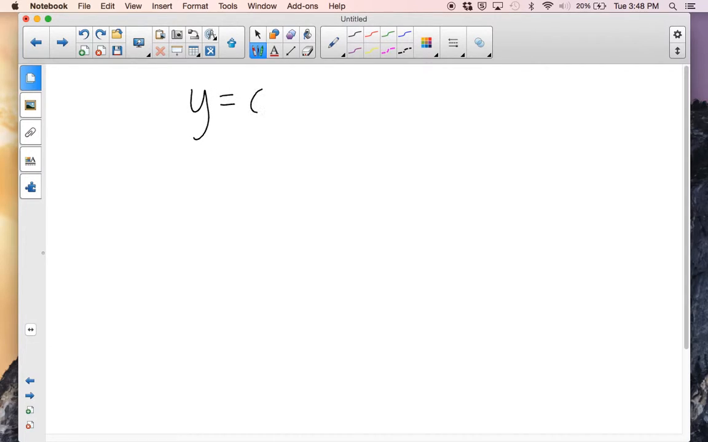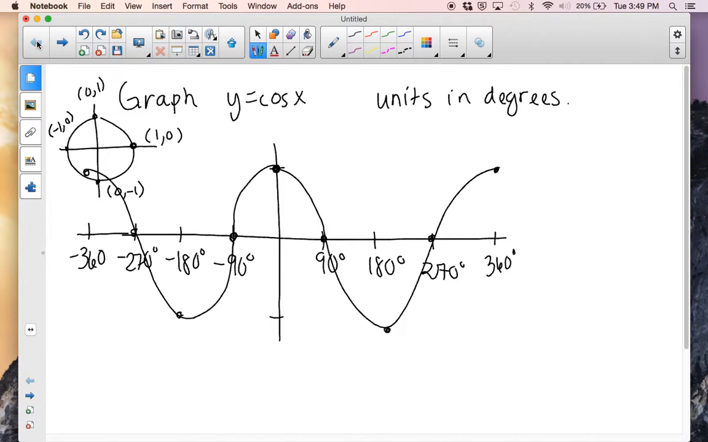So again, I want you guys to graph y equals cosine of x. I want your units in degrees. Okay, your independent variable units. Got less time now, 15 seconds. It should be quick. Okay, and your answer is this exact same graph again. If you have questions, talk amongst yourself, ask each other, get them figured out.